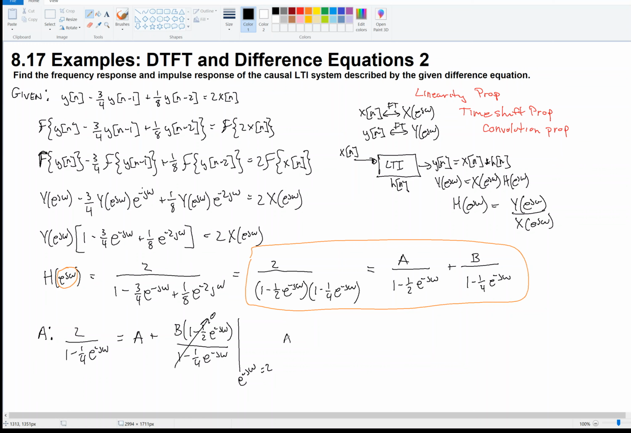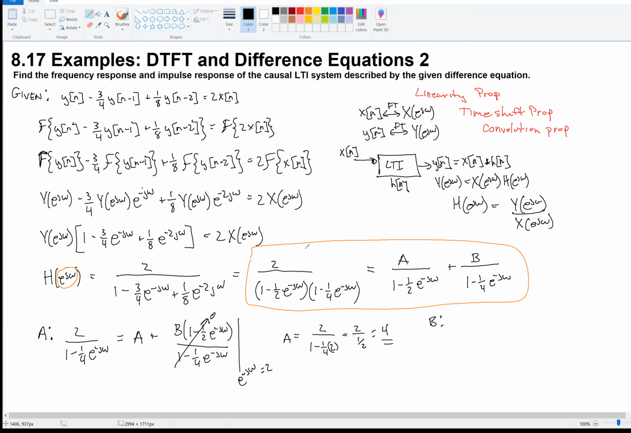So then I'm left with a equals 2 over 1 minus 1/4 times 2. 1/4 times 2 is 1/2. Right, so this is 2 over 1/2, which is 4. Right? So to summarize, I multiplied by a's denominator, and I set e to the minus j omega to be whatever makes a's denominator equal to 0. I bet you can do this in your head with a little bit of practice, and I'm going to try to do b in my head here.